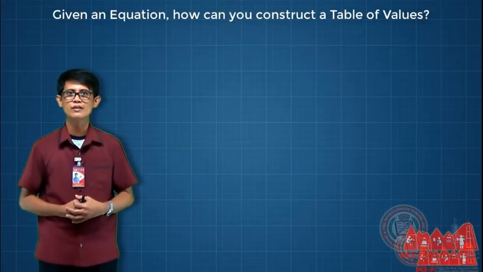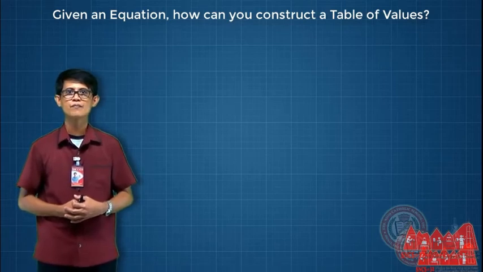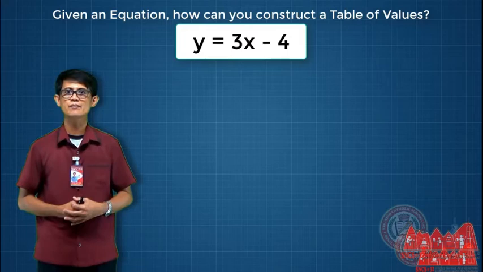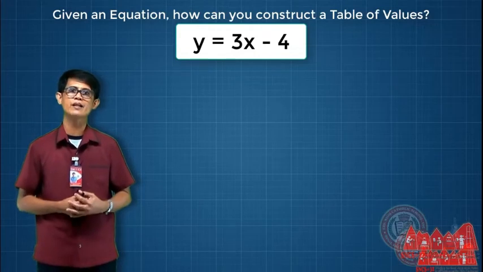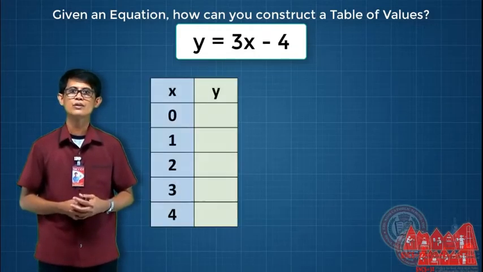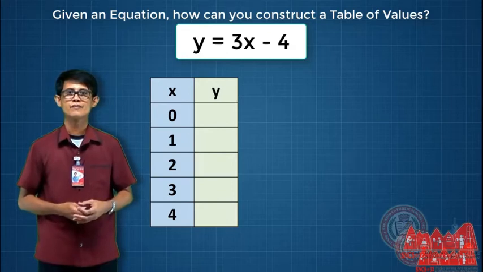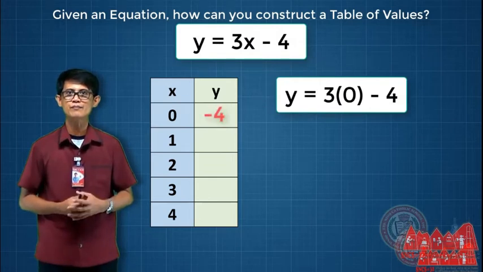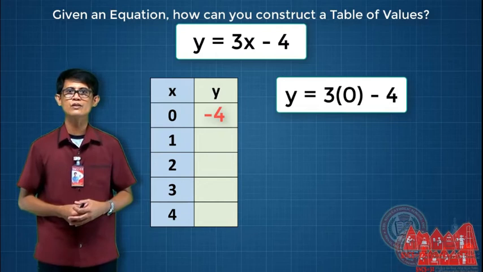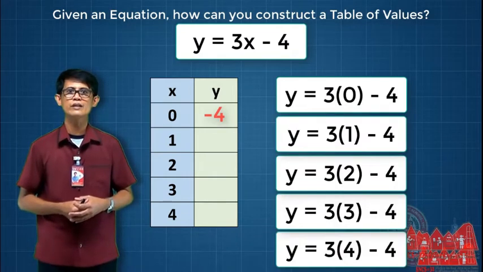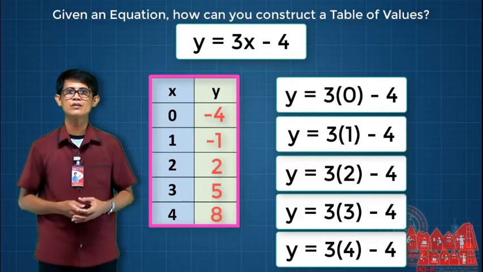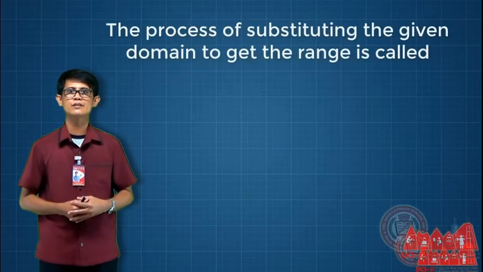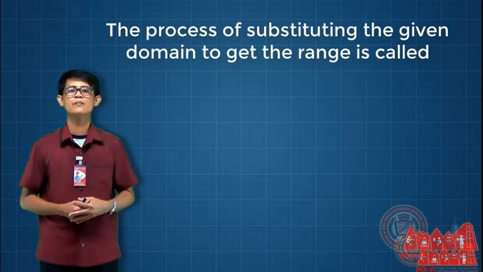Now, we will do the reverse. What if the given is an equation? How can you construct a table of values? Example, we have y equals 3x minus 4. Because y values depend on x values, just choose any integers for your domain. Let's try x equals 0, 1, 2, 3, and 4. Then substitute x equals 0 into your equation, perform the operations, and you'll have your y value. Continue substituting x equals 1, 2, 3, and 4 to get all your y values. Now your table is complete. The process of substituting your given domain, then performing the operations to get your range, is called evaluation.